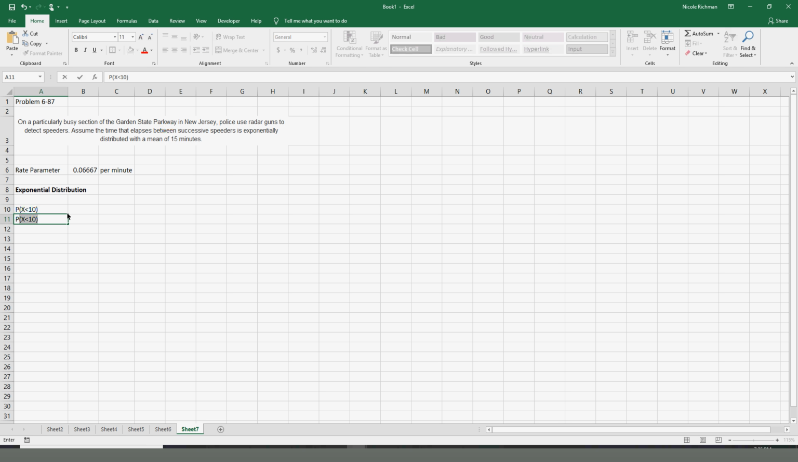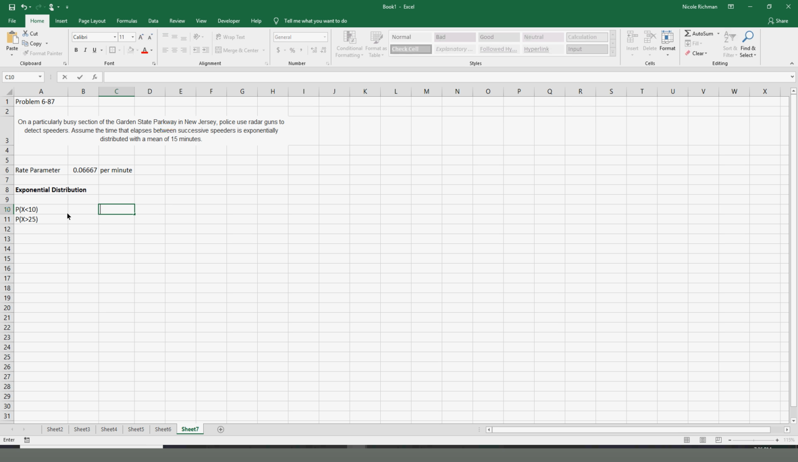Uh-oh. So they wanted to know 2 different things. One is what's the probability that a speeder will come by in less than 10 minutes, or greater than 25 minutes. For the greater than, we know we're going to do 1 minus because we want to know the opposite. The function will only give us the less than.